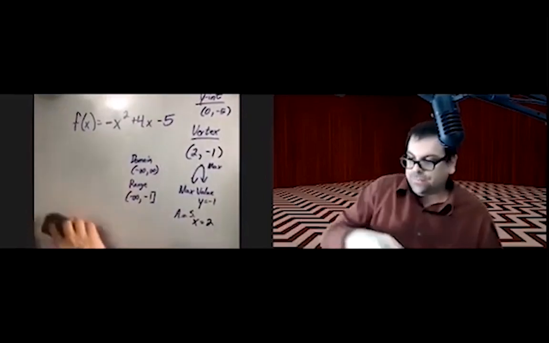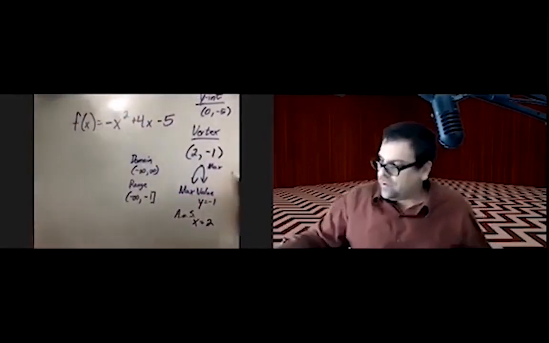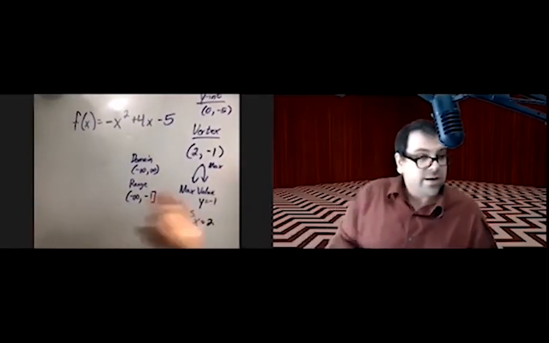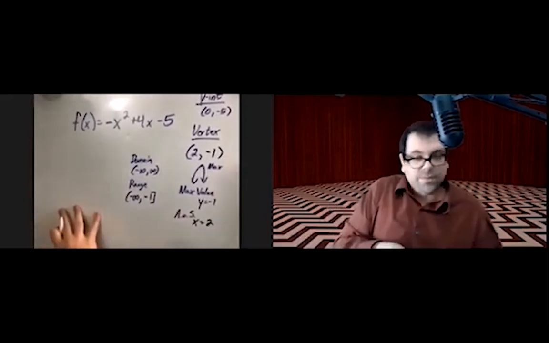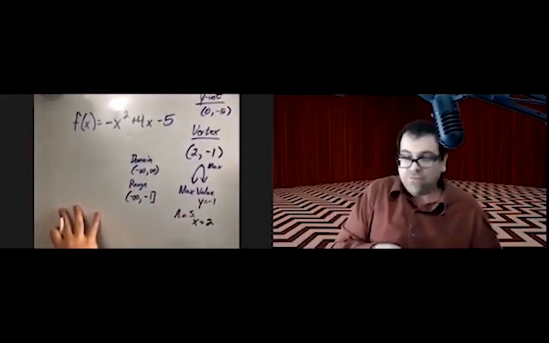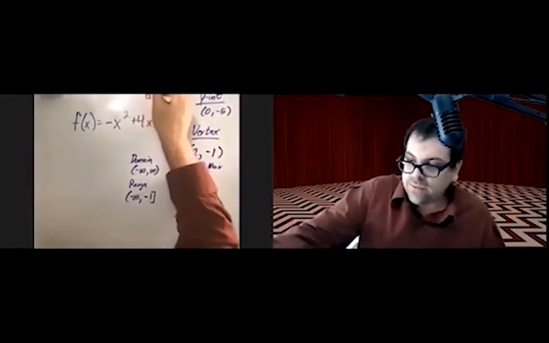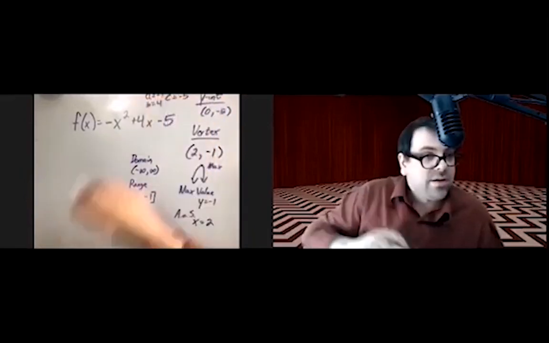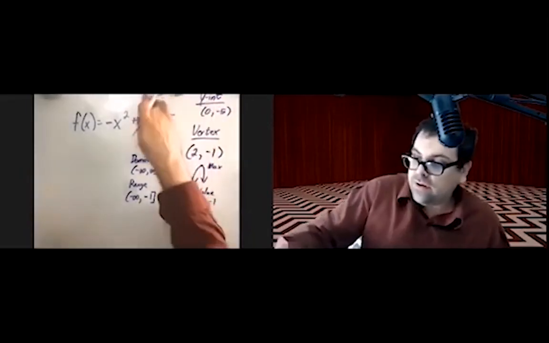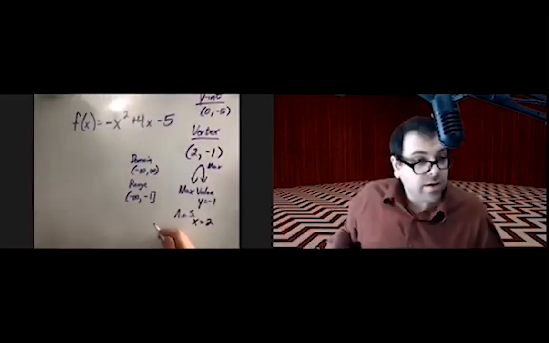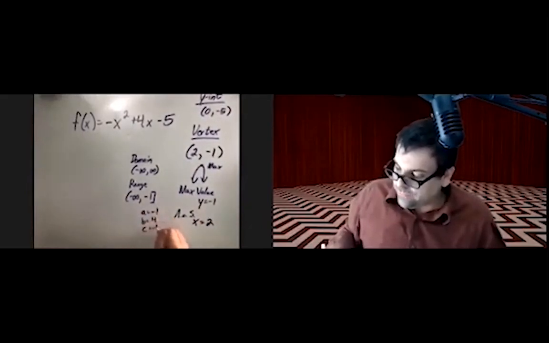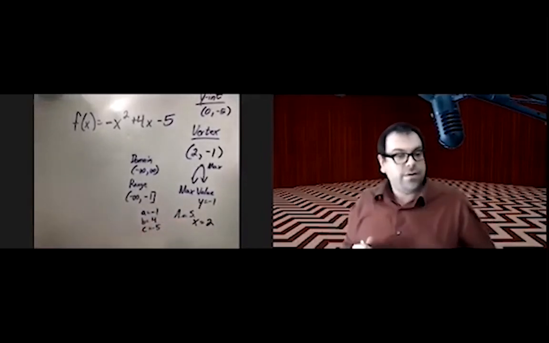I'm going to move domain. Nah, I'll leave that where it is. We've got enough room over here to handle the quadratic formula. A equals -1, B equals 4, C equals -5. Put that here.